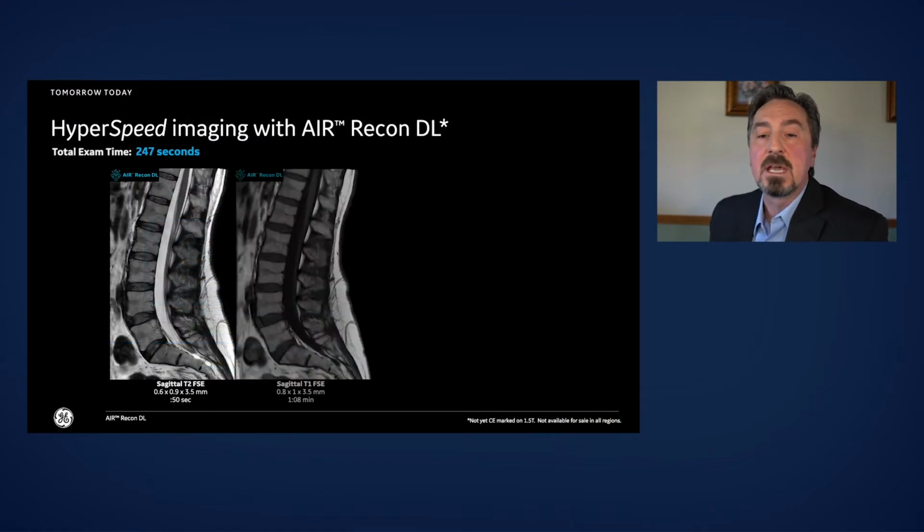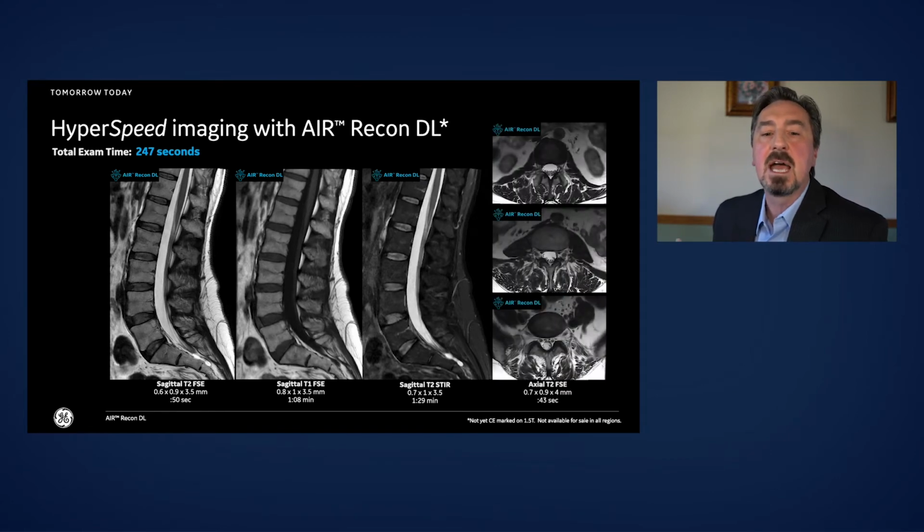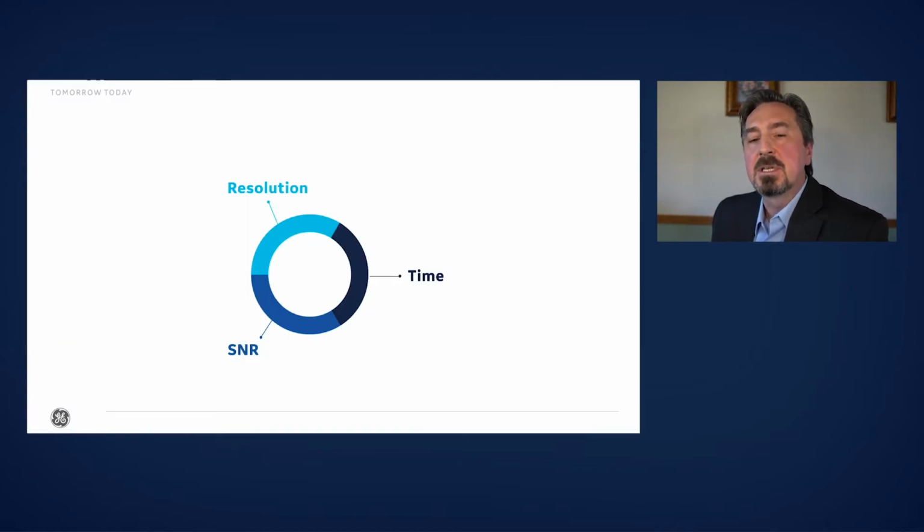For even more focus on scan time reduction, with our carefully developed AIR Recon DL hyperspeed imaging protocols, your scan times will soon be measured in the units of seconds, not minutes. Consider this routine spine exam in under 250 seconds. Minutes to seconds, millimeters to microns, AIR Recon DL is transforming the way we think about MR. Balancing spatial resolution, SNR, and scan time just became a whole lot easier. Images that are easier and faster to read. Imagine how AIR Recon DL can benefit your imaging practice.